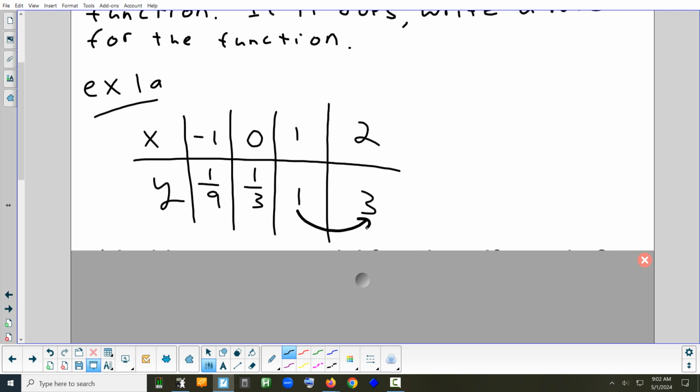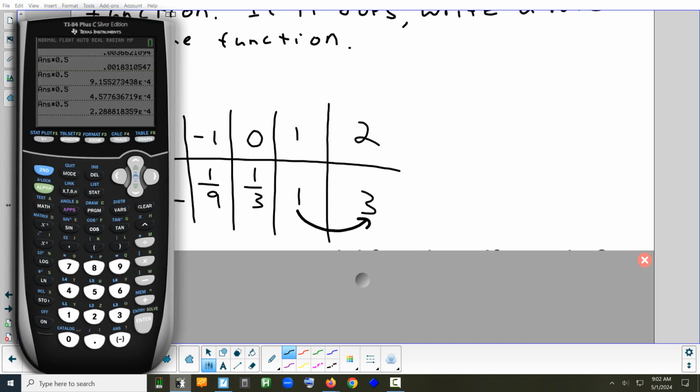Anyone think they see the pattern in the y's? Multiplied by what? By 3, yeah. The pattern is times 3. If you're not sure, you could use your calculator.